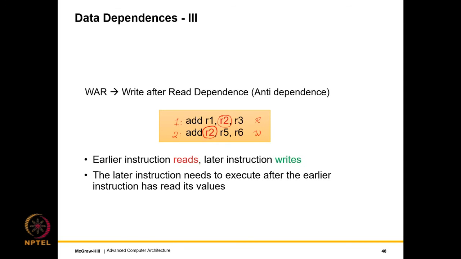For similar reasons, we cannot reorder these two instructions. If we reorder them, we'll end up with the wrong value. It is possible that the value that instruction 2 writes, instruction 1 will read, which of course is not correct. This is known as an anti-dependence. This again arises because we have a finite number of registers. This is also an artifact of the problem that we have a finite number of registers.